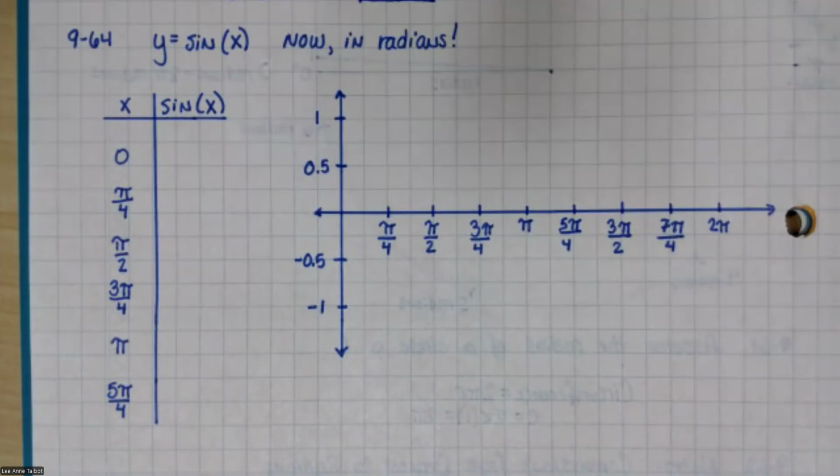1 pi over 4. 2 pi's over 4. Do you see it? 3 pi's over 4. 4 pi's over 4. 5 pi's over 4. 6 pi's over 4. Oh, 7 pi's over 4. 8 pi's over 4. See, wasn't that helpful?